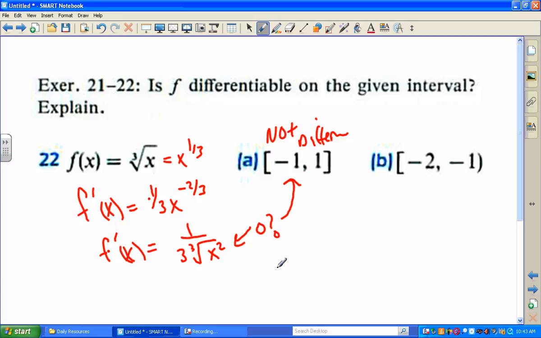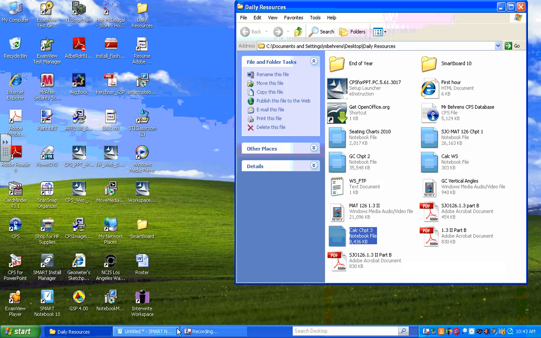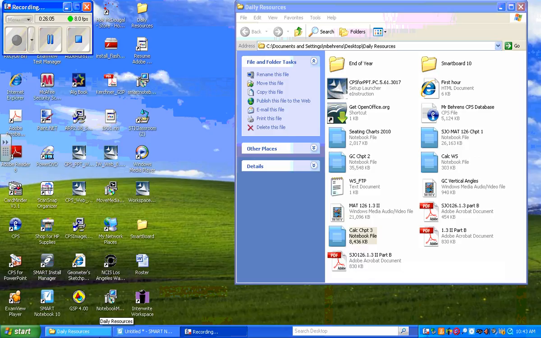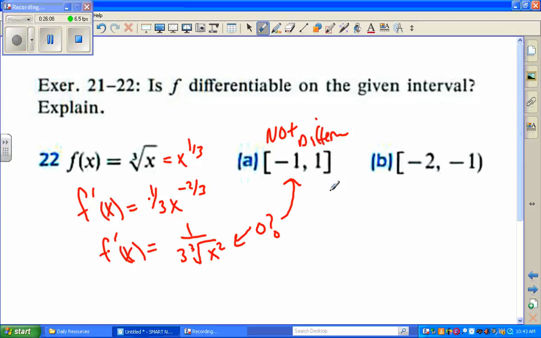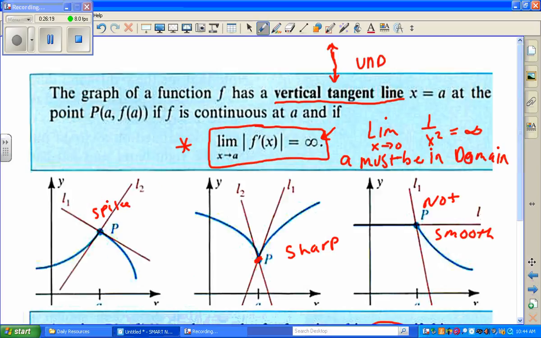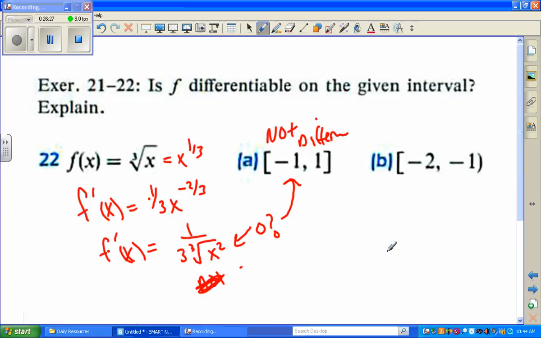In fact, it's not differentiable because it's not even continuous. It's not continuous. Wait a minute. It is continuous. Let me back the truck up here. A doesn't have to be in the domain of the derivative; it has to be in the domain of f of x. Whew, that was a close one.